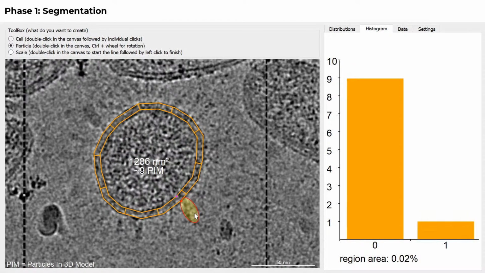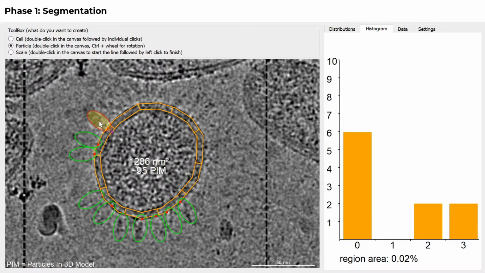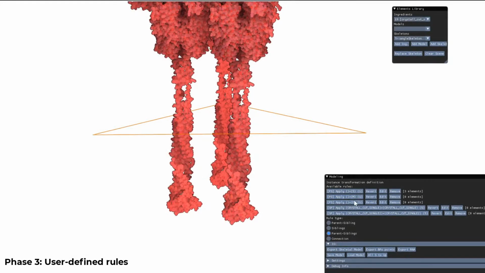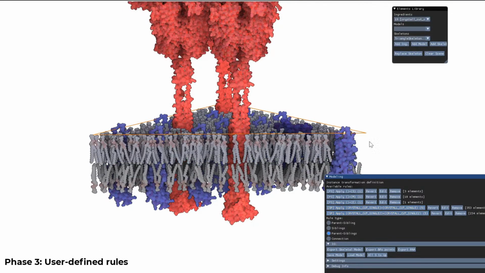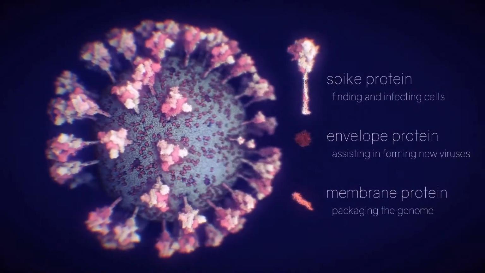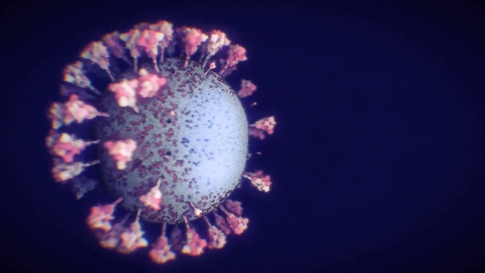Firstly, we extract contours of virions and distribution of spike proteins. From a newly estimated contour, a 3D mesh with evaluated triangles is obtained. In the last step, rules describing relations between protein instances are defined by the user. The resulting model is created by application of all rules on the generated 3D mesh.